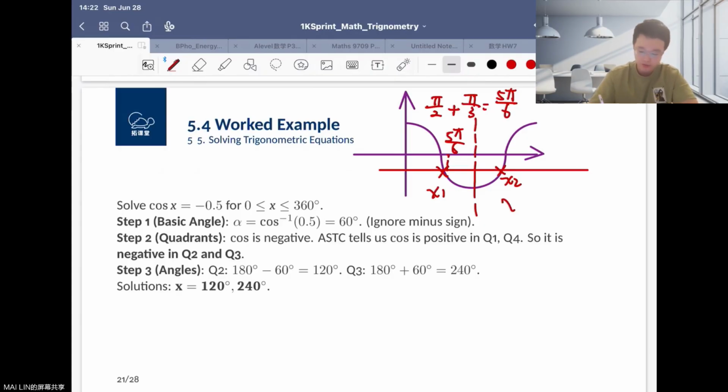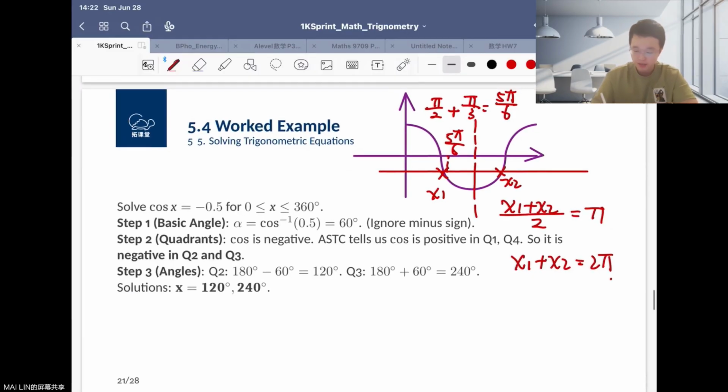So you can just write it down as (x1 + x2)/2 equals 5π/6. So then you can say x1 + x2 equals 5π/3. Sorry, that is for π, and that is equal to 2π, right?